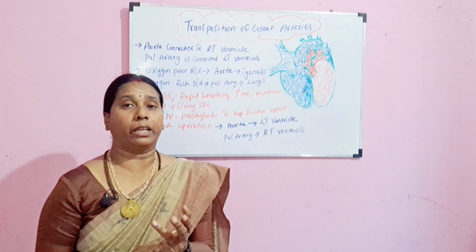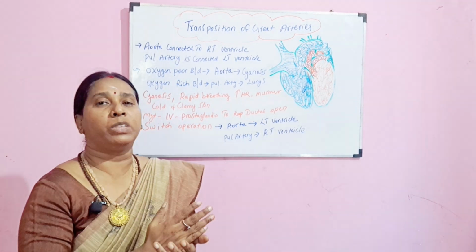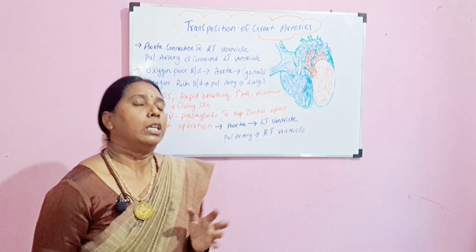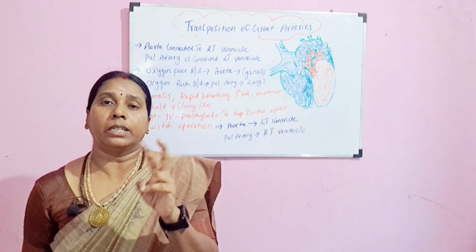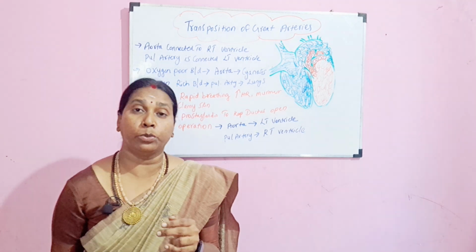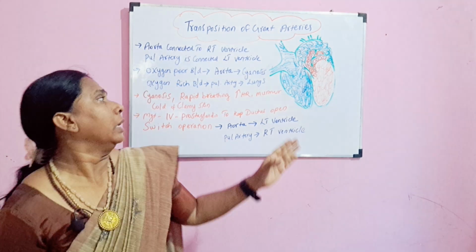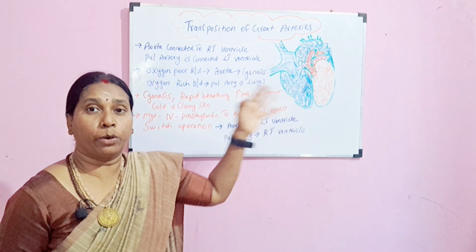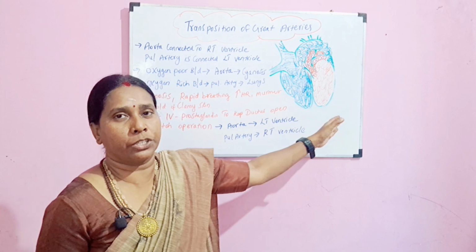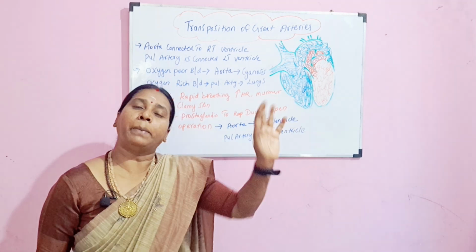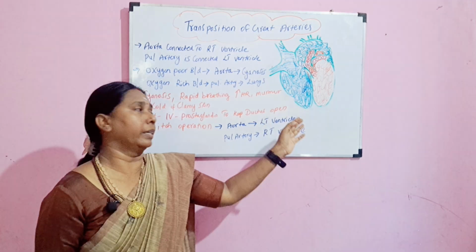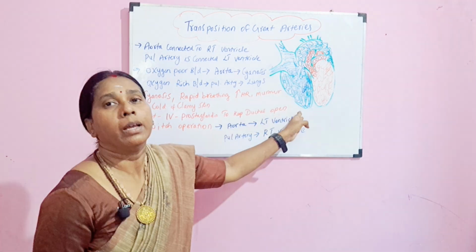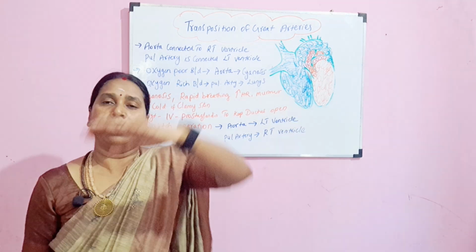So we are giving IV prostaglandin to keep the shunt open. Then we do the switch operation procedure. Instead of the aorta being connected to the right ventricle, we take the aorta and connect it to its normal connection, the left ventricle. Similarly, the pulmonary artery with the wrong connection, we take it and keep it in the right ventricle, and it will go for pulmonary circulation.